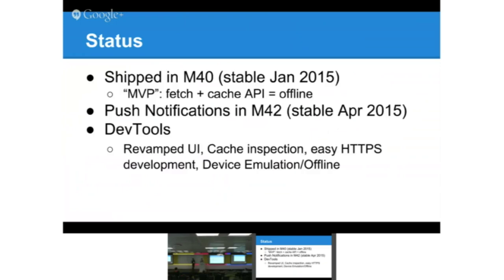What we shipped, we call the MVP, the minimal viable product. What this basically did was allow the offline use case. So fetch, basically HTTP request interception, the fetch API and the cache API, those all combine to allow a service worker to be an alternative to app cache.